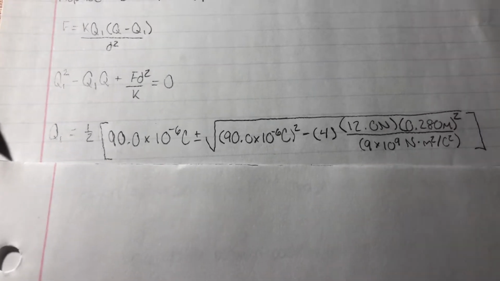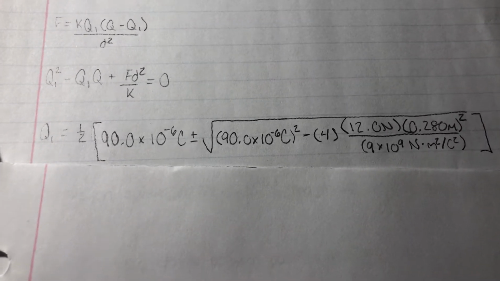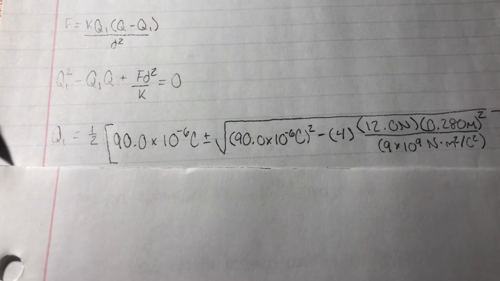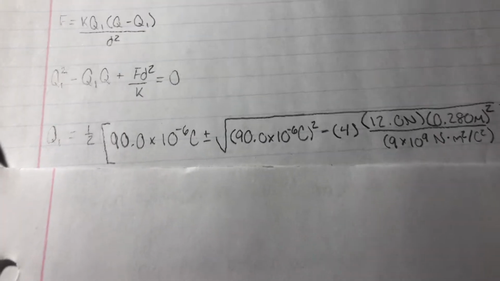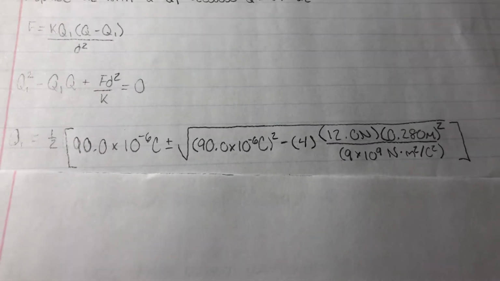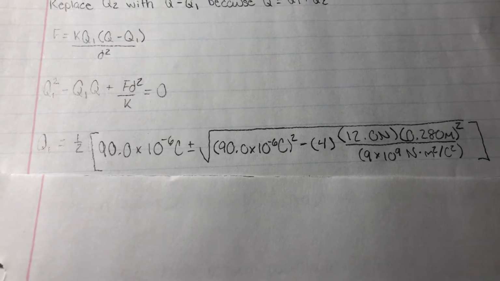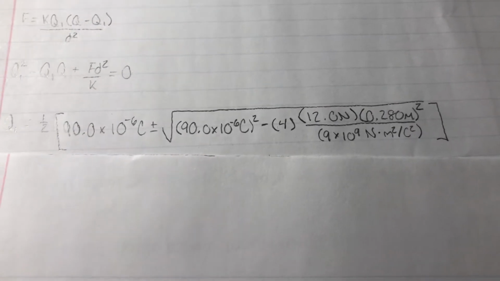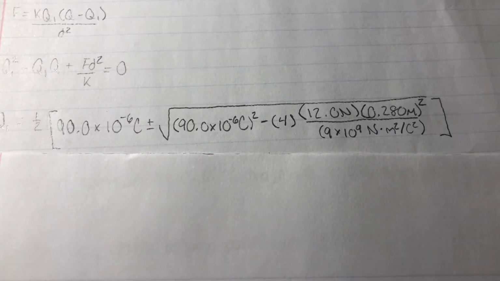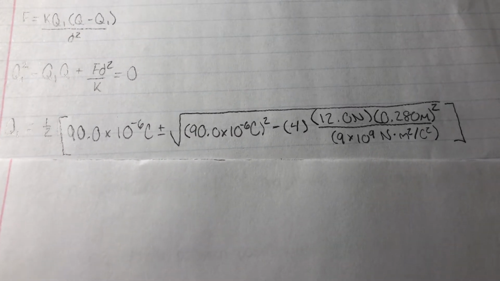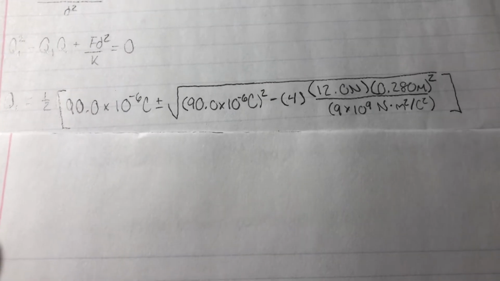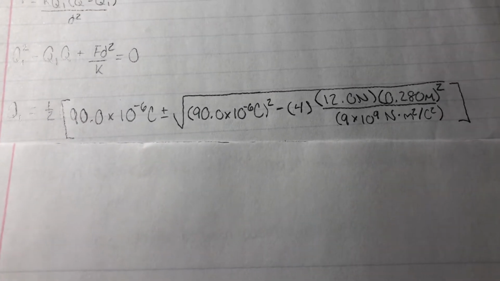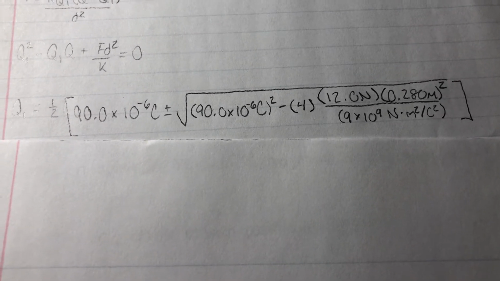Q1 is equal to 1/2 times 90.0 times 10 to the negative 6 coulombs plus or minus the square root of 90.0 times 10 to the negative 6 coulombs squared minus 4 times 12 newtons times 0.280 meters squared, all over 9 times 10 to the 9th newtons times meters squared per coulomb squared.